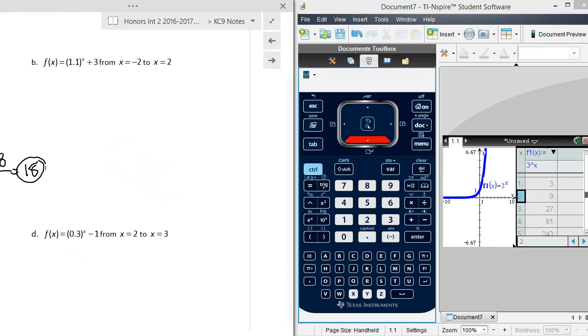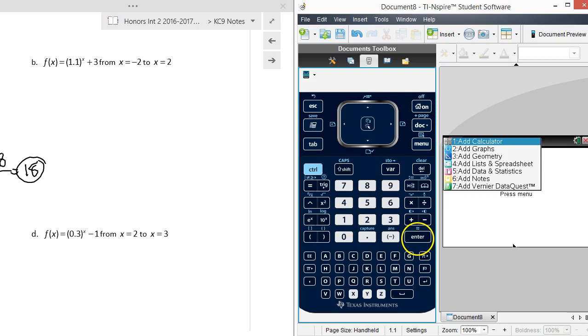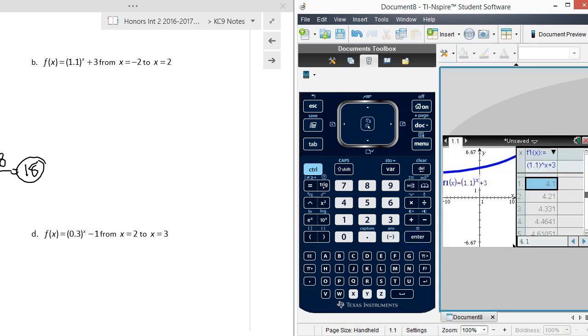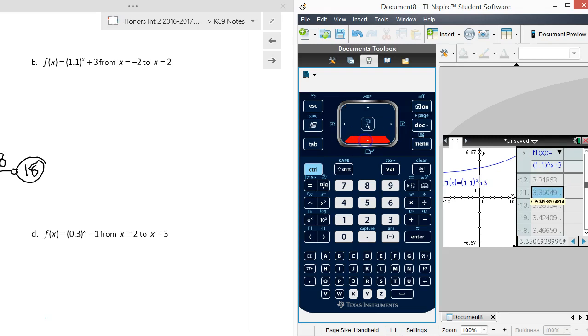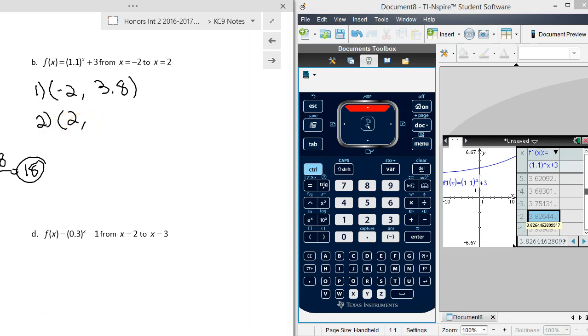B, f of x equals 1.1 to the x plus 3 from x equals negative 2 to 2. So again, add a graph. I'm going to do 1.1 to the x. Make sure I come out of the exponent, plus 3. So again, menu, 7, that's split screen. And I want to do x equals negative 2, which is 3.8. That's my first point. My second point is at 2, which is 4.21.